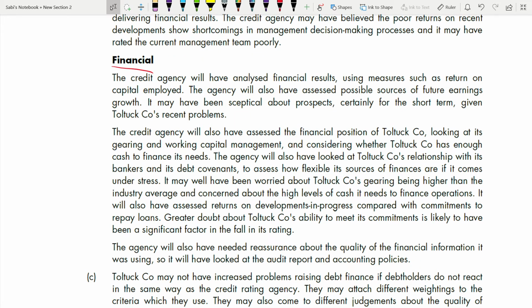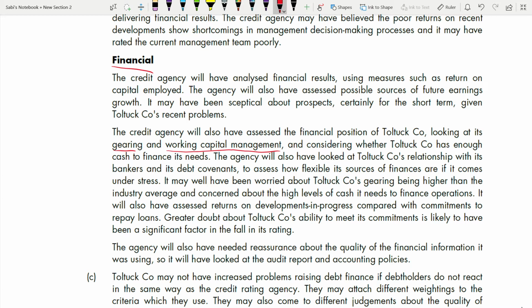Coming to the second part, the credit agency will also have assessed the financial position, looking at its gearing and working capital management. So when you're talking about financial position, you have to talk about gearing, number one, and working capital management. Are they able to pay back their creditors? Do they have current assets more than liabilities? What is their gearing? Is it too high? Are they too risky? Are they able to pay the interest on time for the loans they have taken? All this has to be considered.